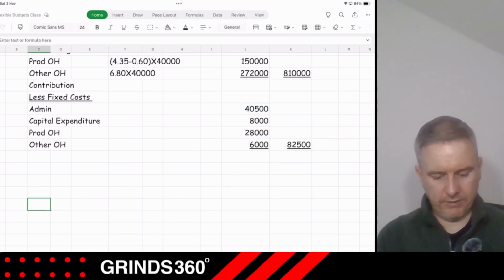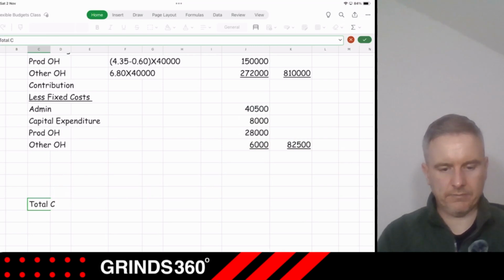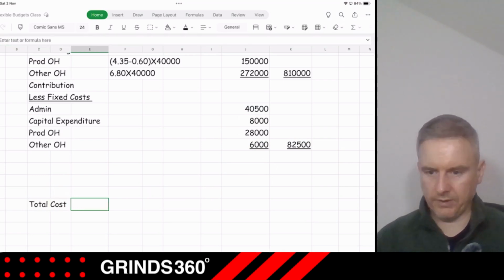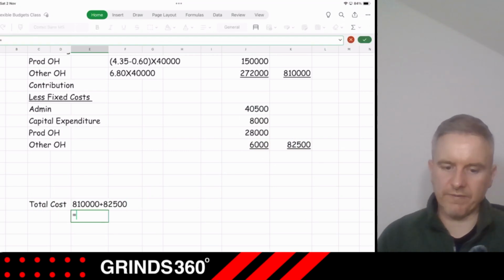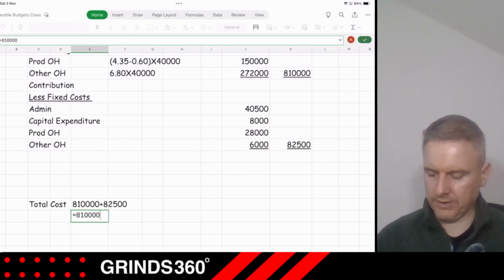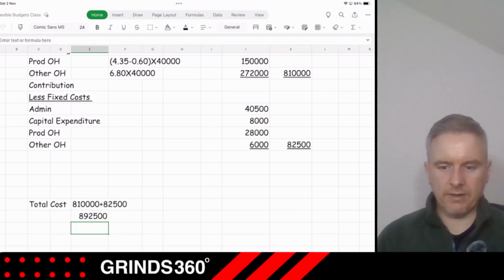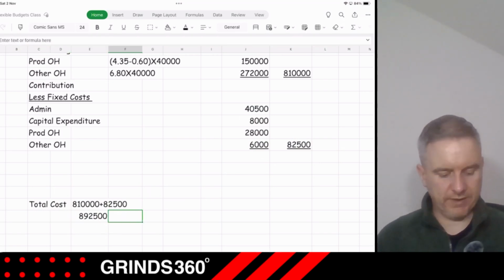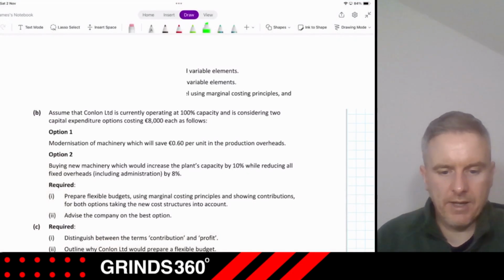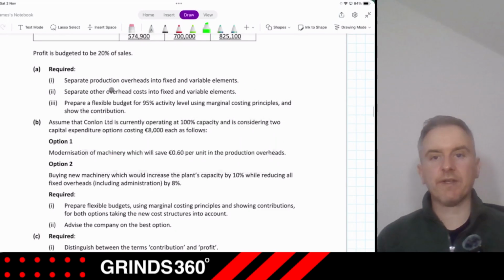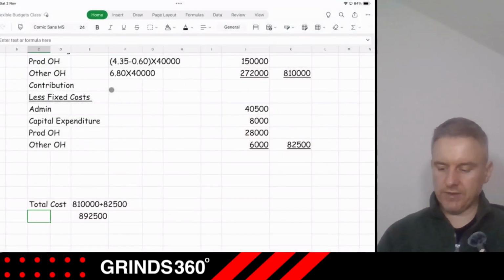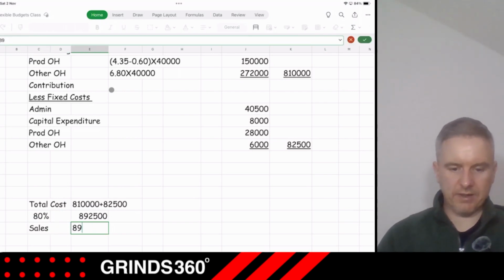So you'll have to do a little working then. So your total cost, we have our 810,000, sorry, plus 82,500. So the variable and the fixed. Now the reason you need that is because you want to work out what percentage that is. So go back to your question, and you can see in the question that the profit is budgeted to be 20% of sales. So if your profit is 20% of sales, that means your cost was at 80%. So the sales value is just going to be your 892,500 divided by 0.80.